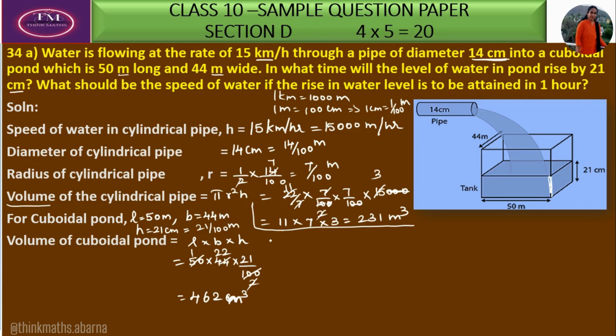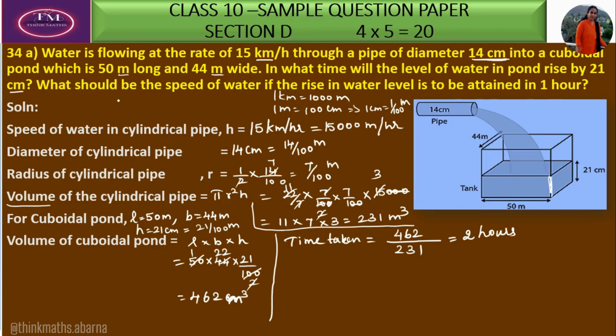Now what is the question? In what time will the level of water in the pond rise by 21 centimeter? In 1 hour, how much water flows from the pipe? It is 231. Up to 21 centimeter, how much water is needed? 462. So what is the time then? Time taken equals, how much can this pipe fill up? It can fill up 231 volume of water in 1 hour. How much is to be filled? 462. So it is 462 divided by 231, which is 2. It is 2 hours. In 1 hour it can fill up 231, in another hour it can fill up another 231. So it takes 2 hours to fill up 462 meter cube of volume.